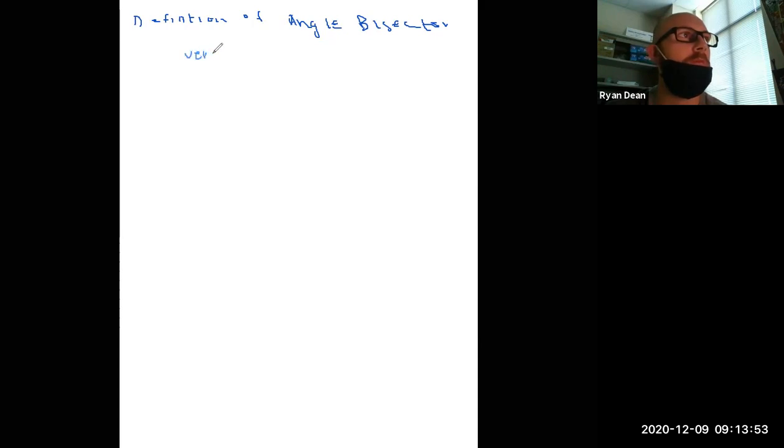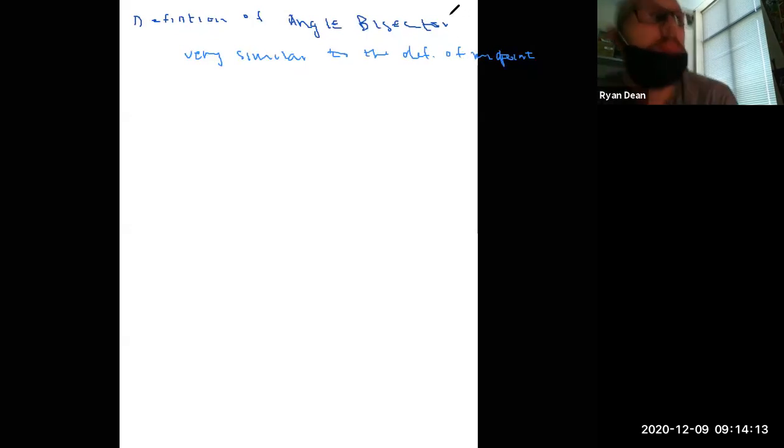Now the last thing that we need to talk about is the definition of angle bisector. Okay, this one is very similar to the definition of midpoint. So I'm going to write that down. Very similar to the definition of midpoint. The only thing that's different about angle bisector is instead of working with a side, we're working with an angle. So angle bisector is going to use a segment that splits an angle into two equal pieces.